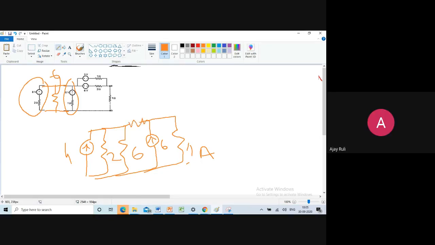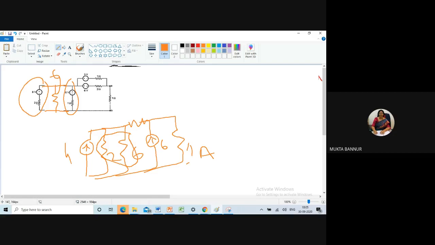Yes ma'am. Then you cannot add the 6 and 4 ohm, 4 ampere current source directly. At that time what will you do? Yes sir. Then what should we do? Again you need to convert it into a voltage source.